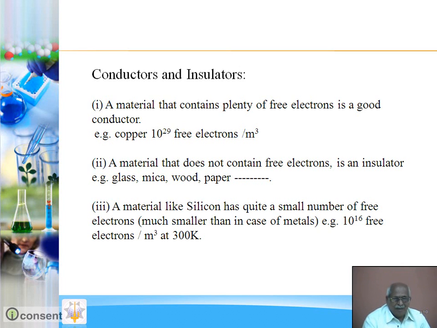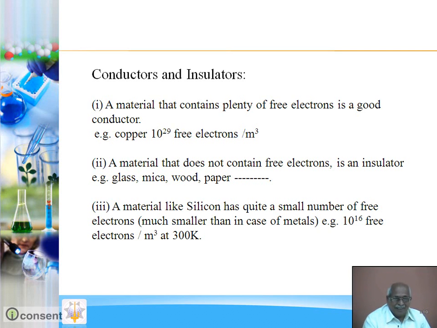Even if a battery is connected, even though there is potential difference, there cannot be any electric current. Motion of free electron does not exist because free electrons are not there at all. Such materials are called bad conductors or good insulator. I use the word bad. Let us say good insulator.